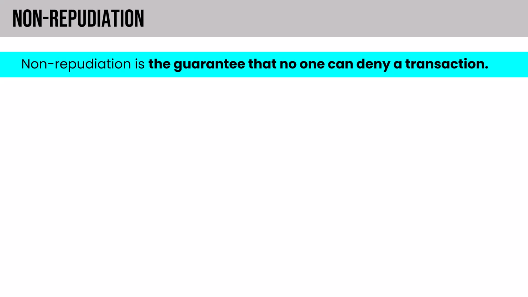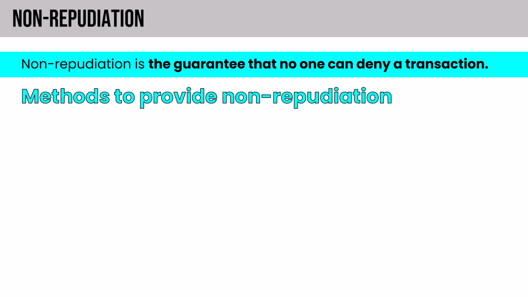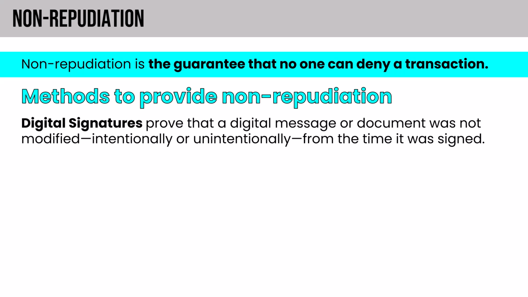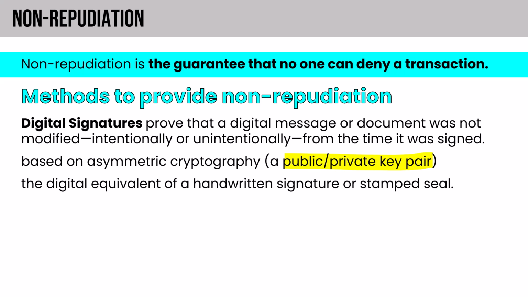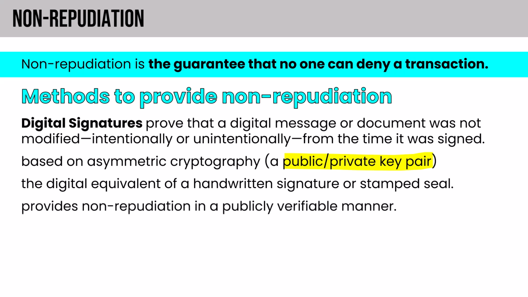Next, we have non-repudiation, which guarantees that no one can deny a transaction. And the most common method to provide non-repudiation are digital signatures, which prove that a digital message or document was not modified intentionally or unintentionally from the time it was signed. That document could be an email message, a contract, any artifact that's part of a transaction. Digital signatures are actually based on asymmetric cryptography, a public-private key pair. It's the digital equivalent of a handwritten signature or a stamped seal. And it provides non-repudiation in a publicly verifiable manner, the public key.